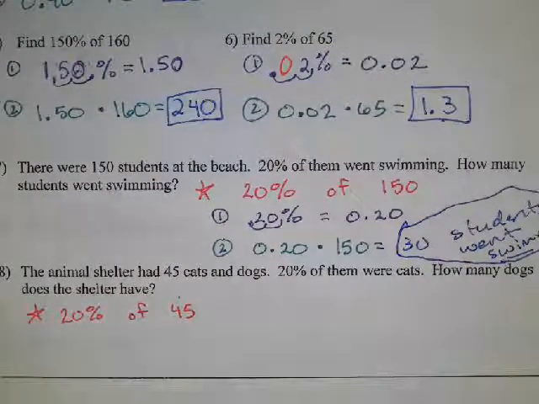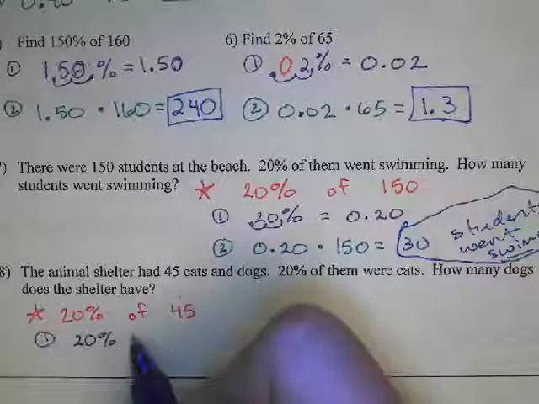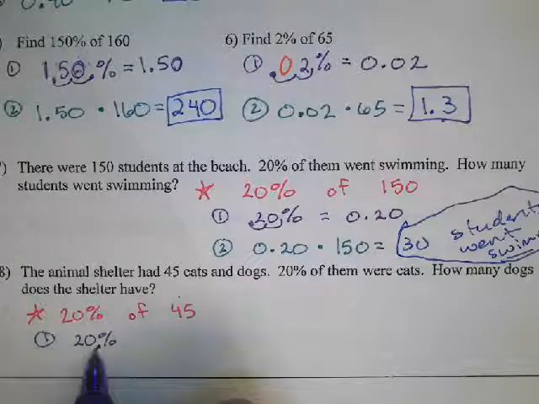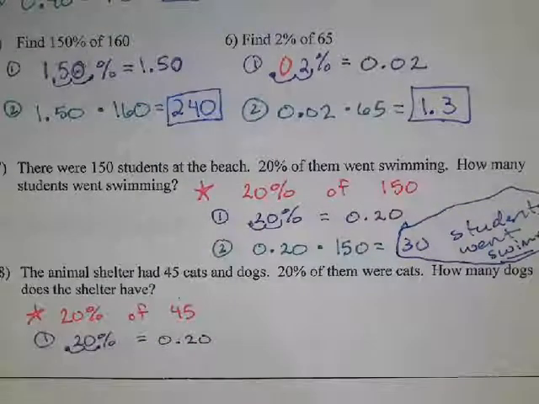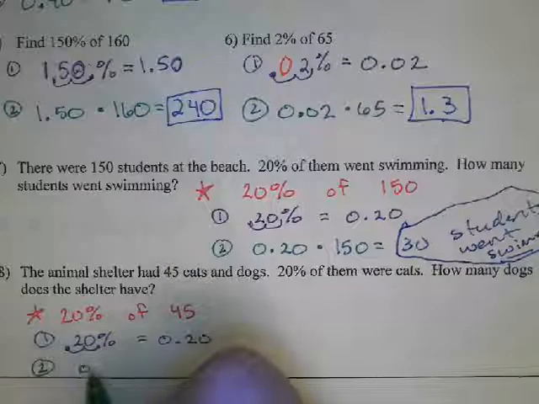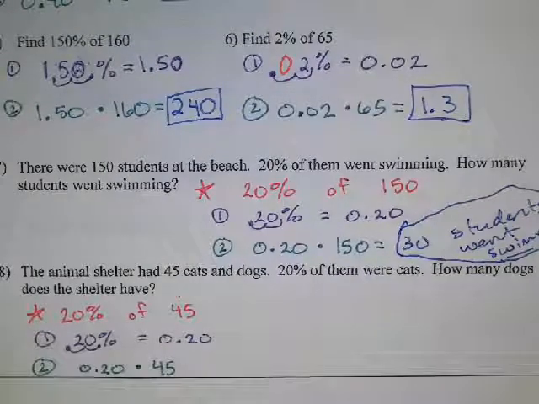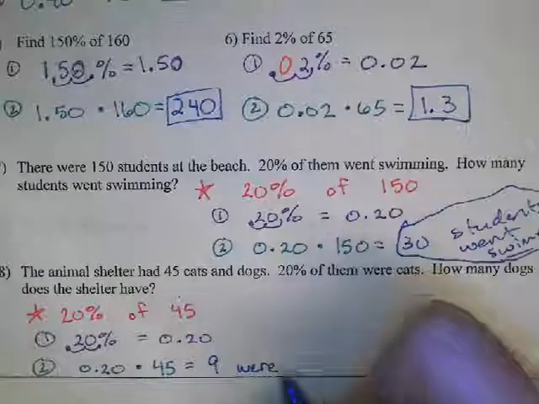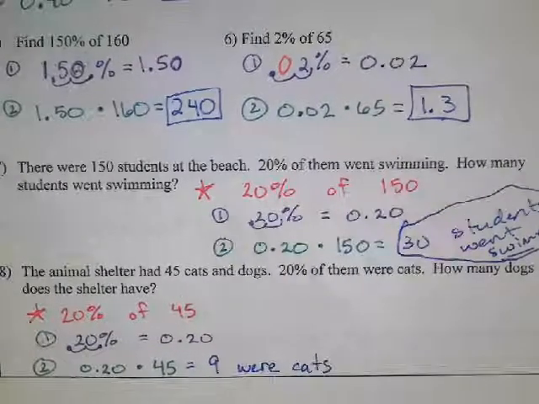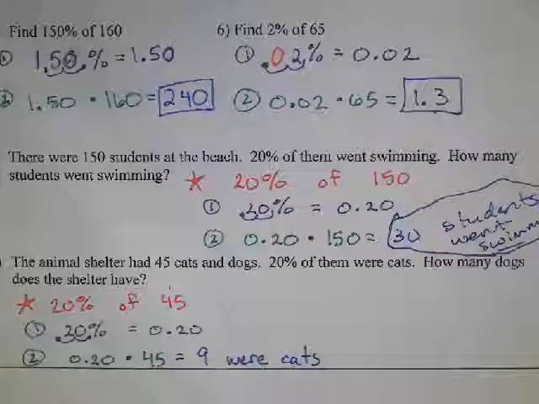When I do my steps, step 1, I will take the 20% and convert it to a decimal. So I move my decimal over twice to the left, and that's equal to 0.20. Then step 2, we will multiply our decimal 0.20 times our given number 45, and we get that 9 of them were cats. But we're not done here, because that's not what the question's asking for. The question's asking how many dogs does the shelter have? So we got to make sure we're answering the question.